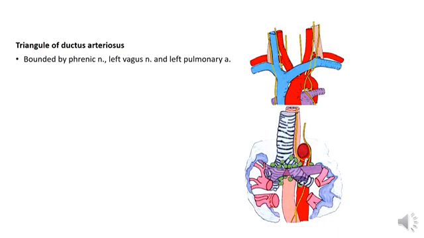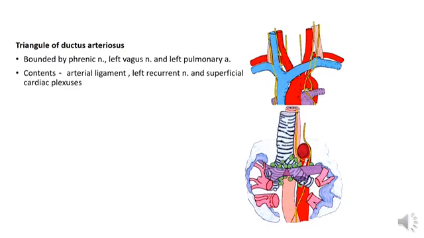Triangle of the ductus arteriosus, as we said, bounded by the phrenic nerve, left vagus nerve, and left pulmonary artery. The contents are the arterial ligament, left recurrent laryngeal nerve, and superficial cardiac plexus.